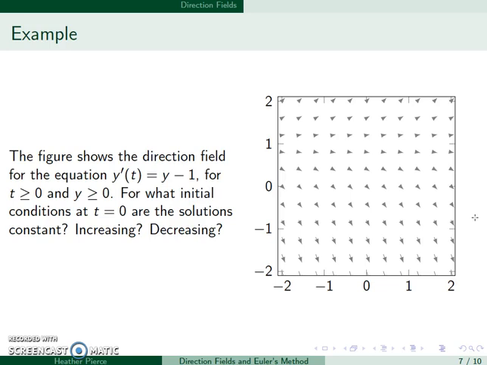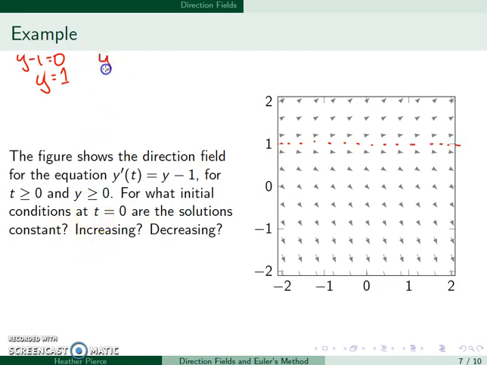This one gives the direction field for the equation y prime equals y minus 1. So what are the initial conditions at t equal to 0? Are the solutions constant, increasing, or decreasing? So I want to know when this thing is constant. And basically what I'm looking for is whenever it's equal to 0, because a slope of 0 means it's not changing. So when y minus 1 is equal to 0, I have that y is equal to 1. And you can see that at 1, I do have this horizontal line.